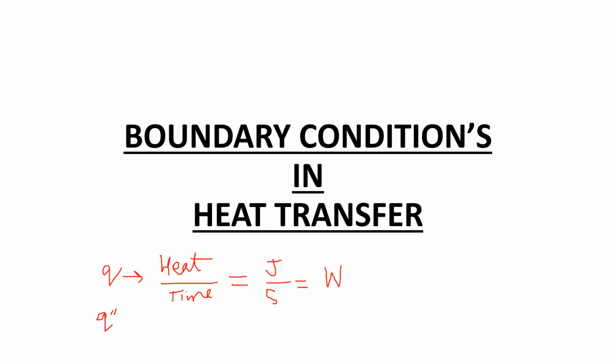Then what is Q double dash? So this Q double dash represents the rate of heat transfer per unit area. This is also known as flux, and it has a unit of watt per meter square. So Q represents the rate of heat transfer, and Q double dash, which is also called flux, represents the rate of heat transfer per unit area. Now let's move on to the next slide.